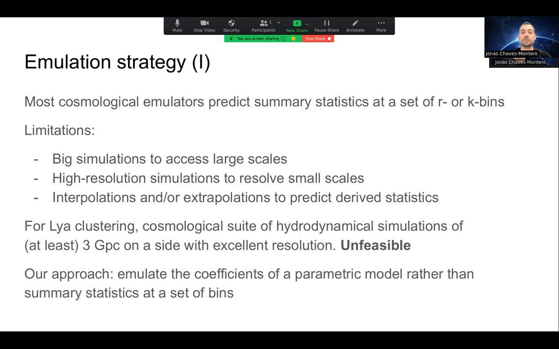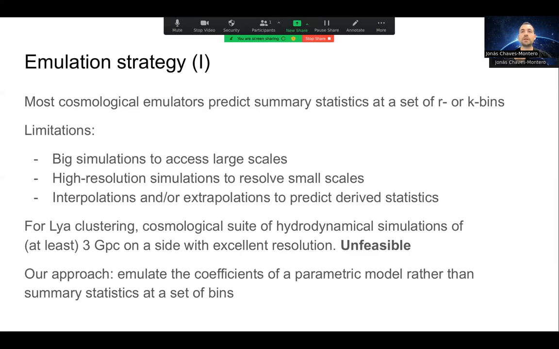For the Lyman-α forest, we need to access very large scales for BAO analysis and small scales for the one-dimensional power spectrum analysis. So that would mean a suite of cosmological hydrodynamical simulations, each of them with at least 3 gigaparsec per side, and that's unfeasible right now.